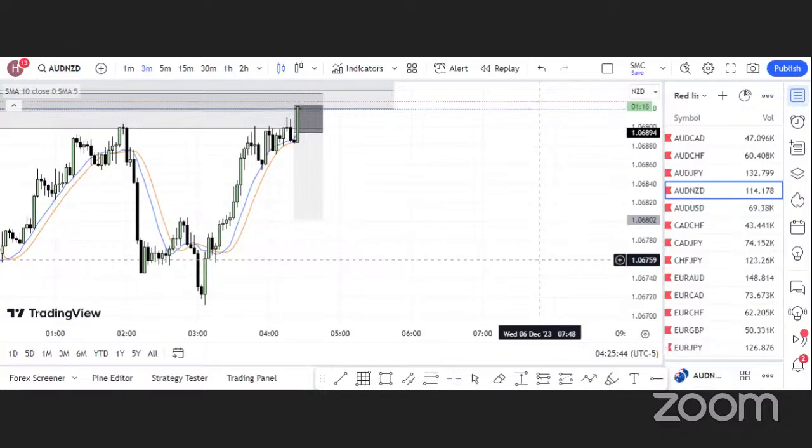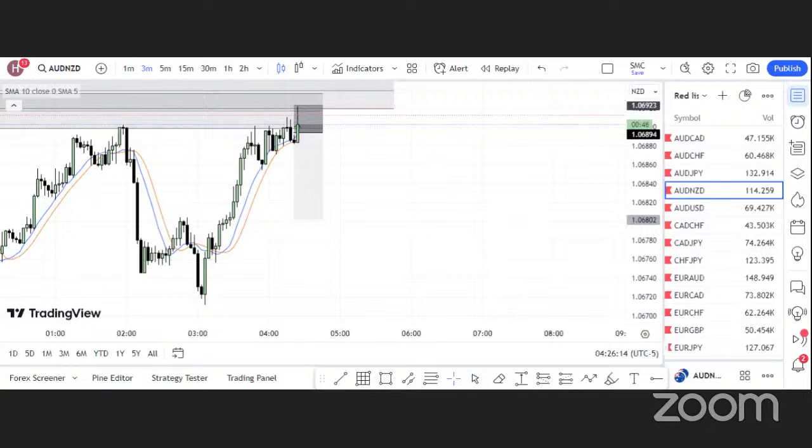So the market is currently flying to the upside, okay, with a very strong bullish candle. So you see, that is why it's very important that you make proper confirmation before you take any trade. Just few more seconds to the end of this candle.